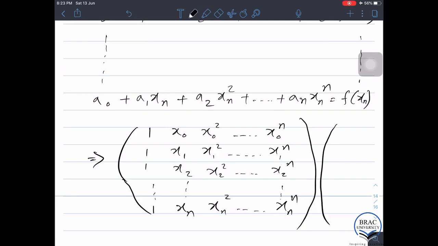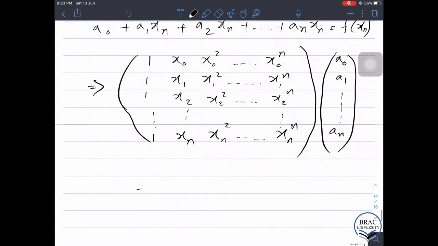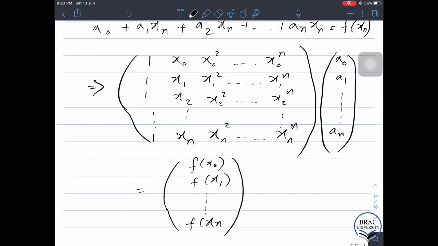And if you write this, this will be a0, a1 up till an, and the right hand side will be f of x0, f of x1 up till f of xn. Okay, so this is the way to do it. Write it in a more compact way with matrices.